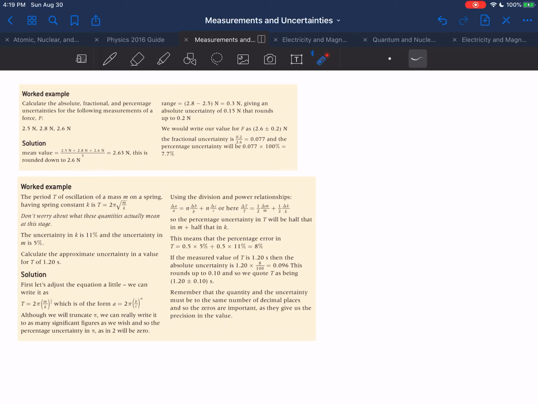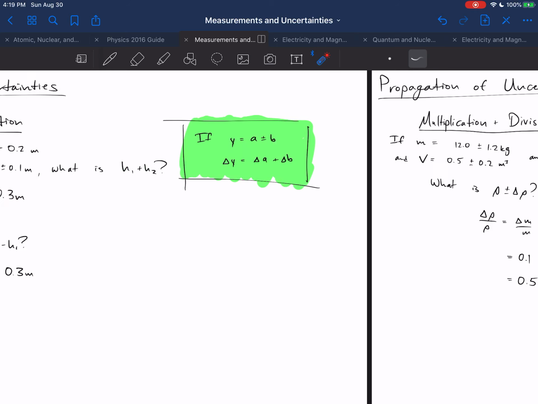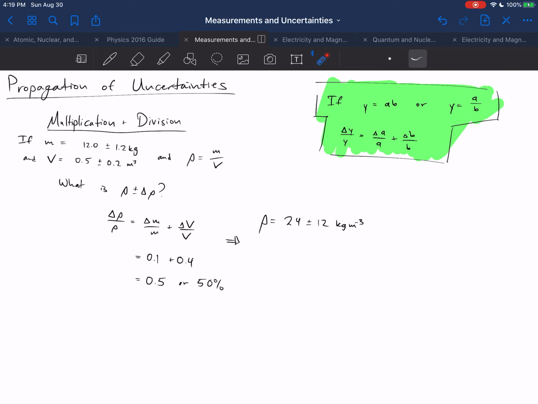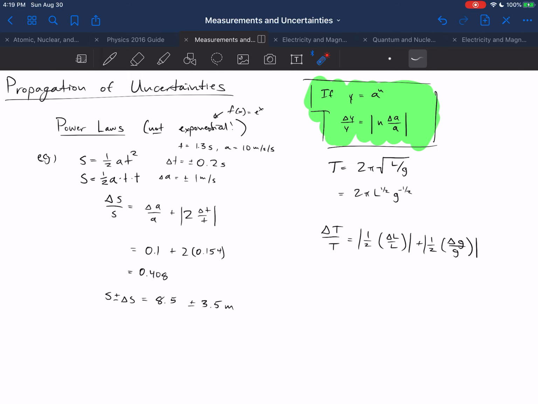The only ones you will be expected to explicitly calculate for the IB, on a test for example, would be the cases of addition and subtraction, multiplication and division, and then any power law, where a power law is of the form y is equal to a to the n, rather than of the form e to the x. Notice the interesting variable, the independent variable, is in the base in a power law and not in the exponent, as in an exponential function.